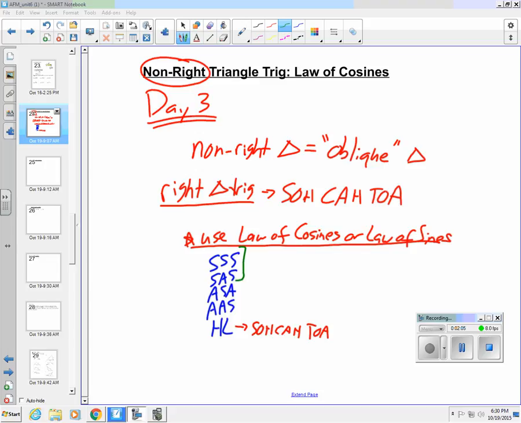For side, side, side and side, angle, side triangles, this is where we're going to use the law of cosines. And then for angle, side, angle and angle, angle, side, we'll use law of sines. So they basically split up along the congruence theorems into two categories. We'll use law of cosines for side, side, side or side, angle, side information, and law of sines for angle, side, angle or angle, angle, side information.